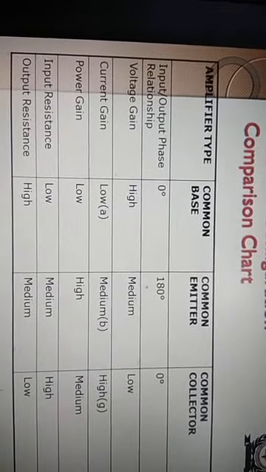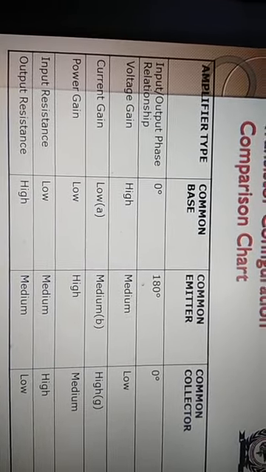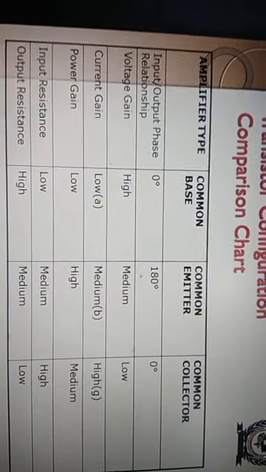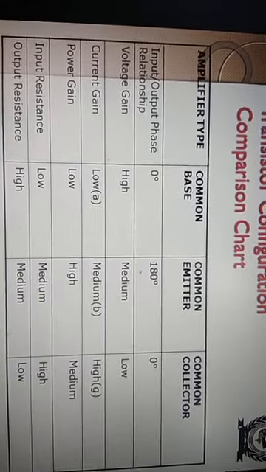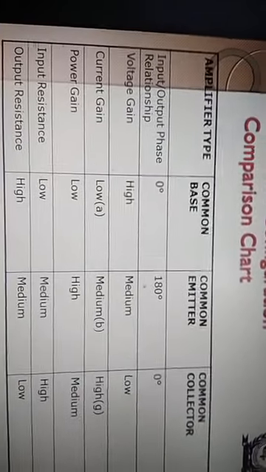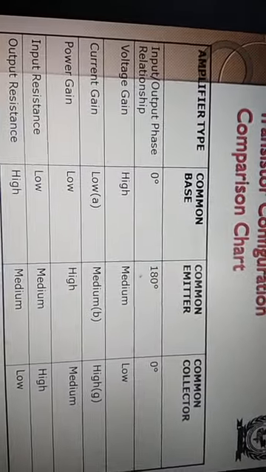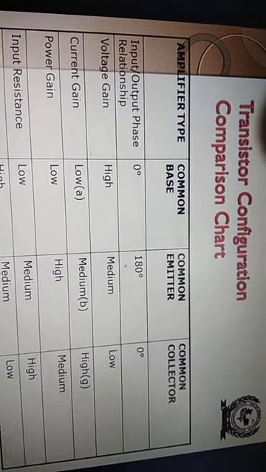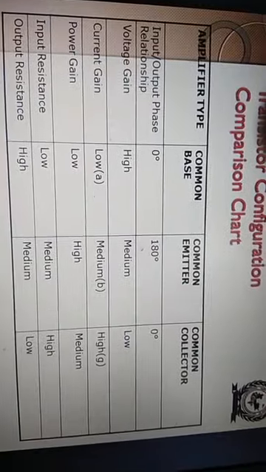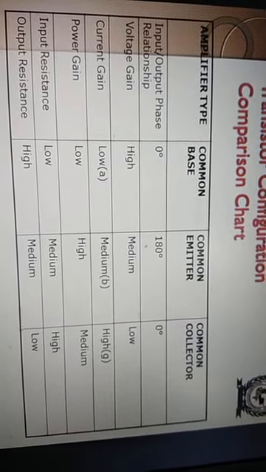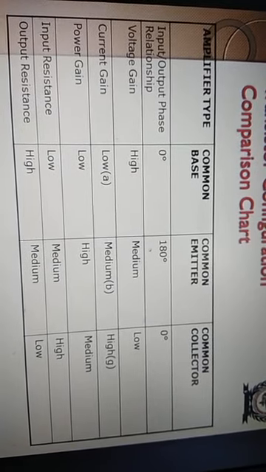Input-output phase relationship: in case of common base it is 0. In case of common emitter, it is 180 degrees, that is, the output is out of phase as compared to the input. And in case of common collector, it is 0 degree. Voltage gain is high in case of common base. In common emitter it is medium, and in common collector it is very low, nearly equal to unity.